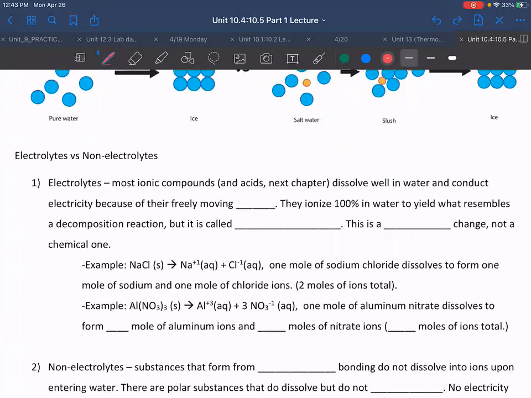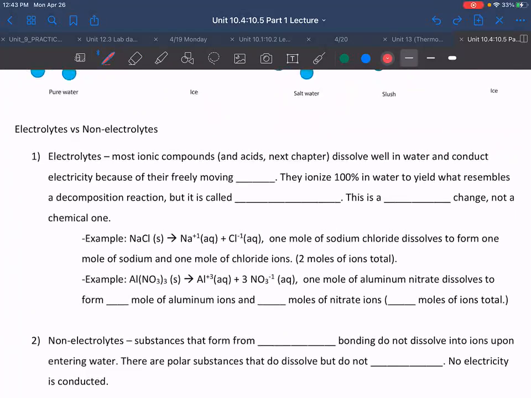Now, electrolytes versus non-electrolytes, this has to do with talking about how many ions they can form. So as we could assume electrolytes, these are going to be our ionic compounds. We'll talk about acids. They are actually kind of non-metal electrolytes in a way, but they're a very special case. So we'll talk about acids next chapter. But with our ionic compounds, they'll dissolve and conduct because they're freely moving what? Ions. So ions in solution. You guys should know that those two go together. And so what we say is they ionize 100%.